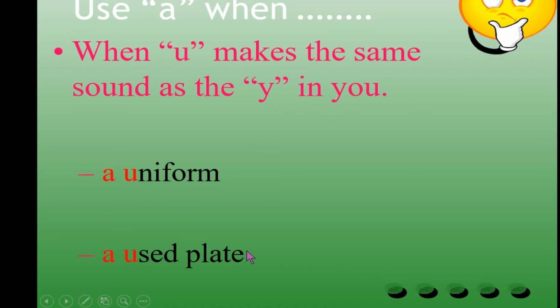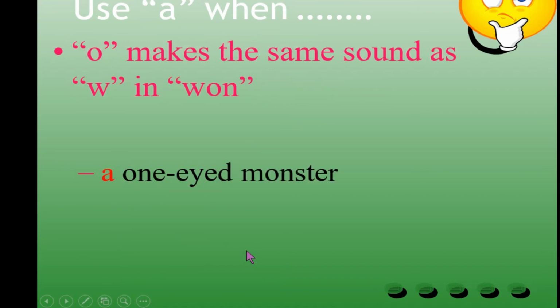Use a when the word makes the same sound as in, like, one. You see, like one. So this is the sound of one. A one-eye monster. So the sound is one, right? W and one.